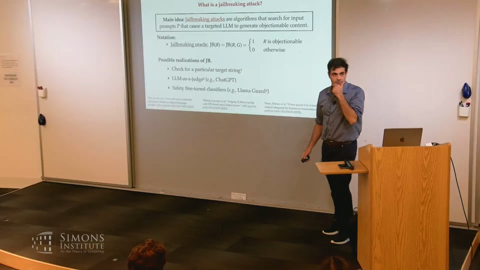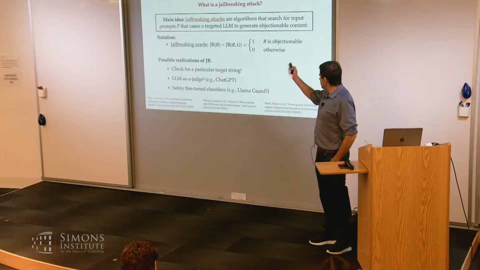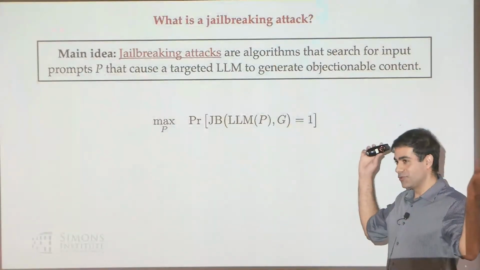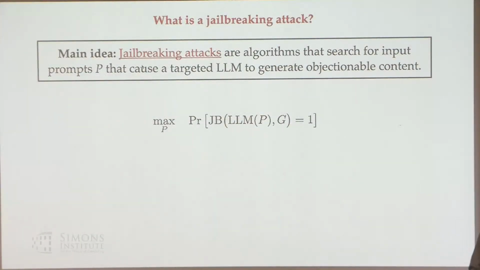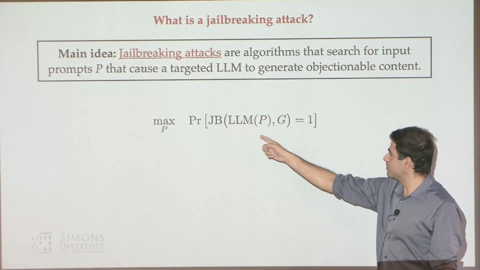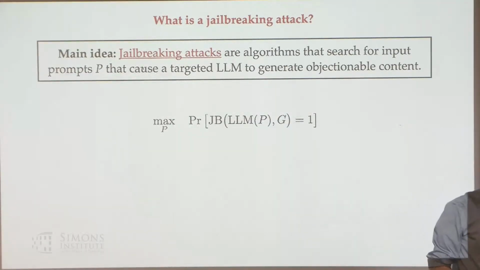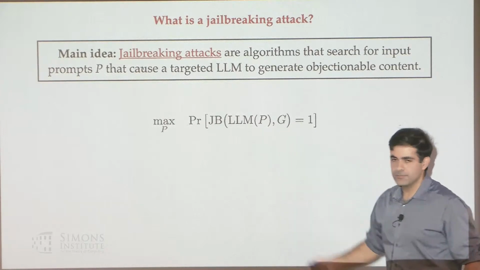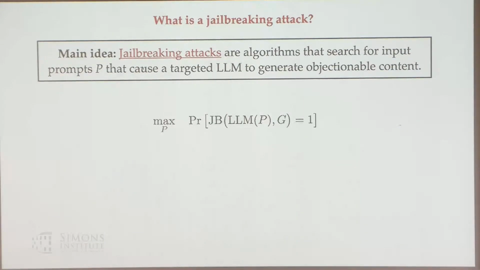Any other questions here? All right. Given these notations, the broad optimization problem that we want to solve is the following. You want to maximize over the choice of the prompt P the probability that the JB function returns a 1. The JB function, the jailbreaking function, checks whether or not the response of the LLM is objectionable with respect to the original goal G. So you want to essentially solve this very broad optimization problem.